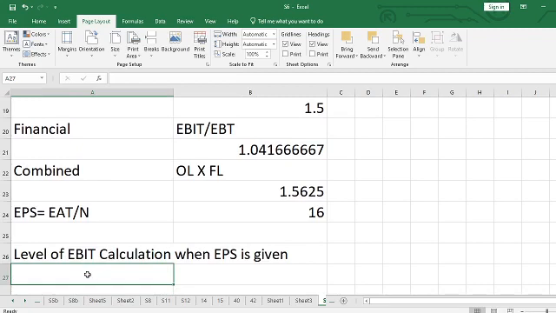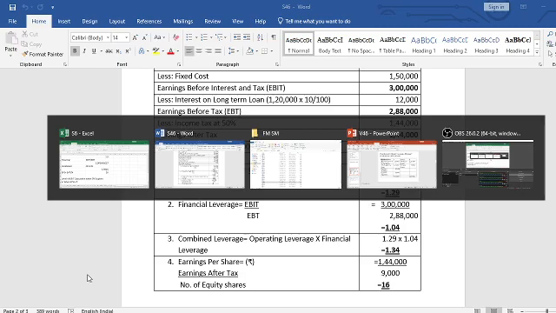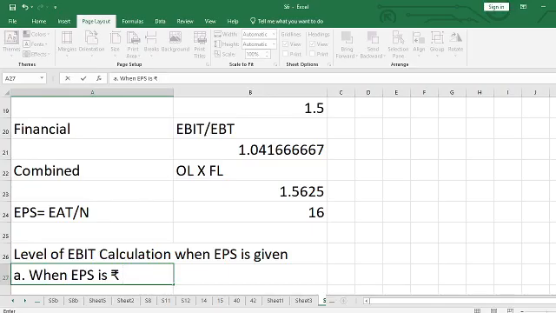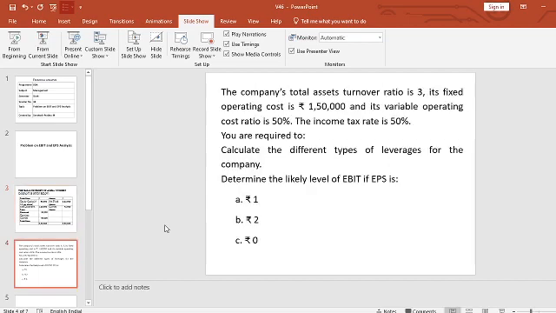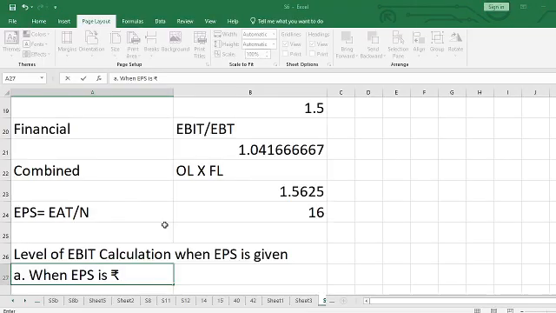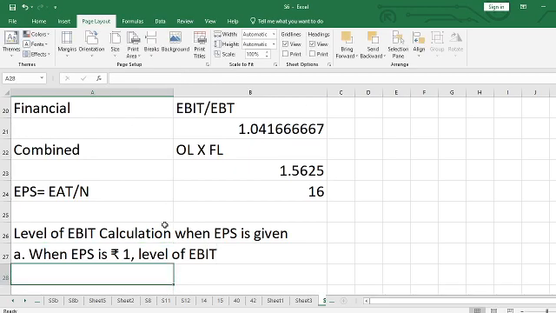So now as per the formula, I think we need to proceed here. Now in the first case, when EPS is rupees 1, in the problem they have given that we need to calculate the level of EBIT. So the level of EBIT will be calculated as per the formula.